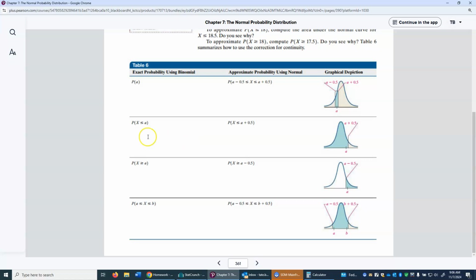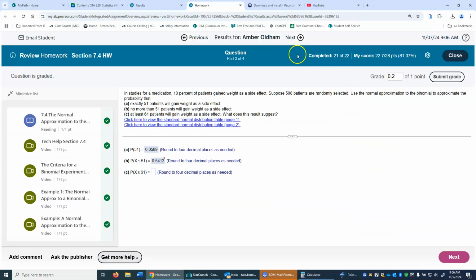So we have this case here, P of x less than or equal to A. What you've got to do is go half a unit on the other side of A. And if you look all the way down through here, you always have to go half a unit. So this page 361 might be helpful.